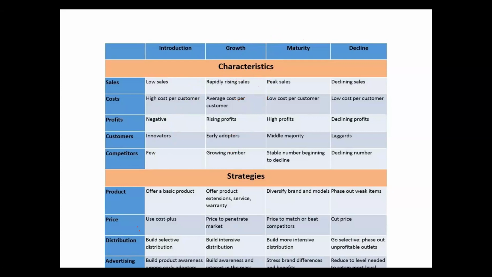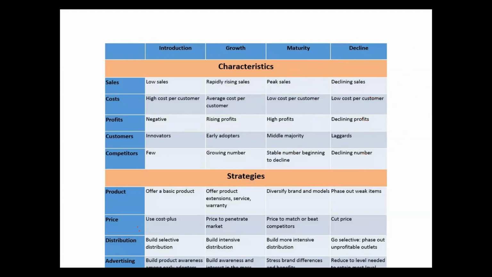Then you look at the peak sales. At maturity, the sales are usually at peak. When it comes to the cost, there is low cost per customer. There are high profits. There is a middle majority of customers, and the stable number of competitors begins to decline at this maturity stage. Then at the decline stage, the sales start declining. There is low cost per customer. There is a decline in profits. There are laggards, and there is a decline in the number of competitors as well.